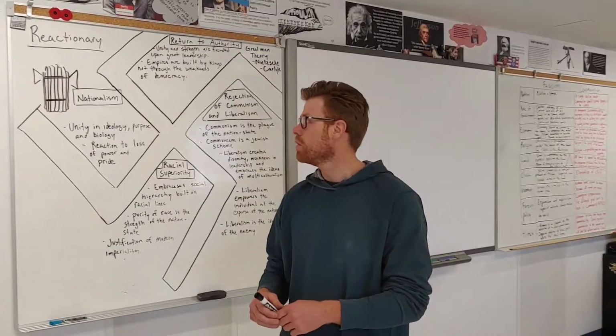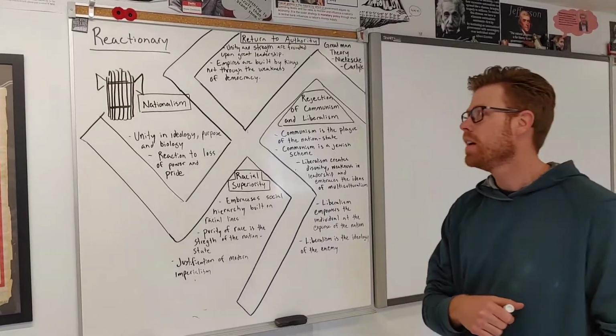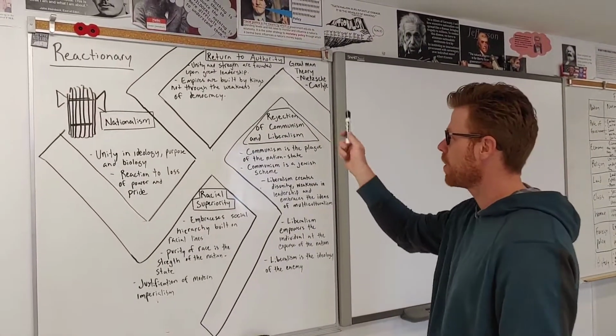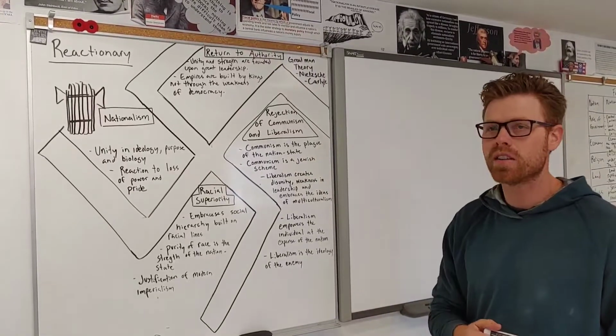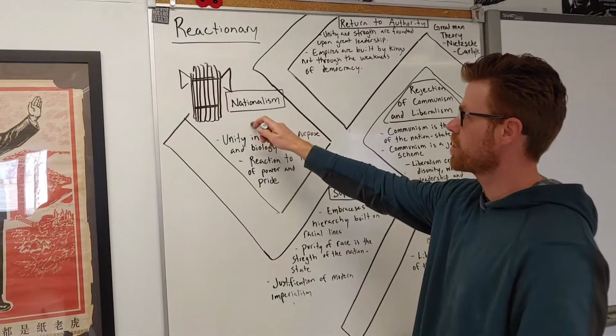Okay, so I'm going to go through 4 points of fascism that you guys will need to remember. This is the way I think about it. When I think about fascism, I think about the swastika, and then I think about these 4 points. I'm going to go through each of these. So the first point is the point of nationalism.